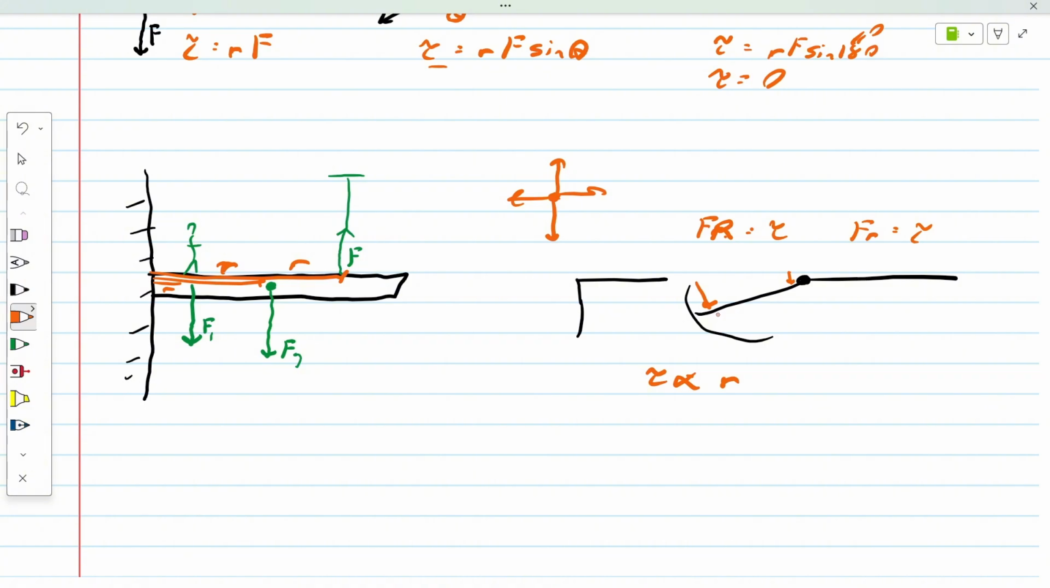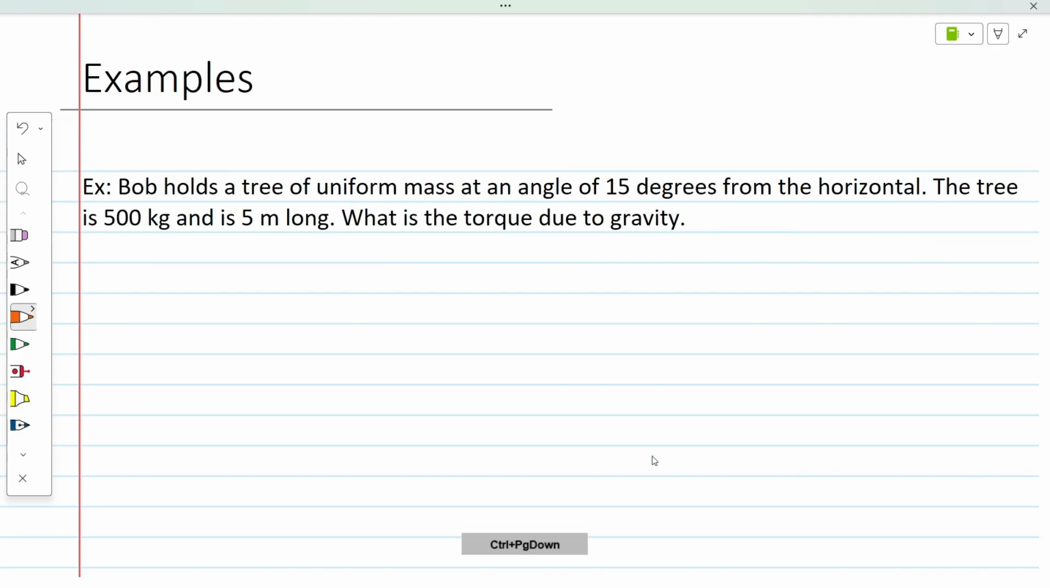So the closer to 90 degrees, and the farther from where it's rotating from, is going to give you the most torque. So that's the overall conceptual idea of torque. Now let's apply it to an example.